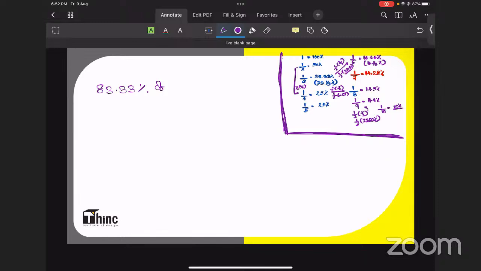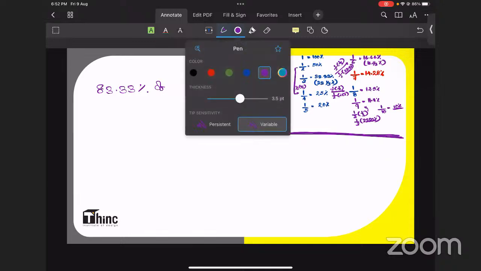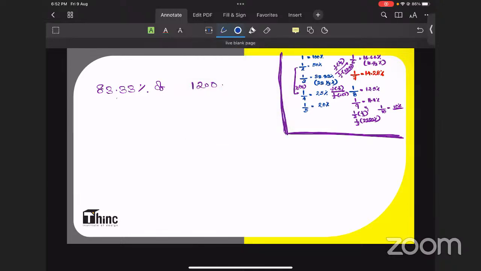83.33% of 1200. If you remember this, you can easily spot that this is 50% plus 33.33% of 1200.